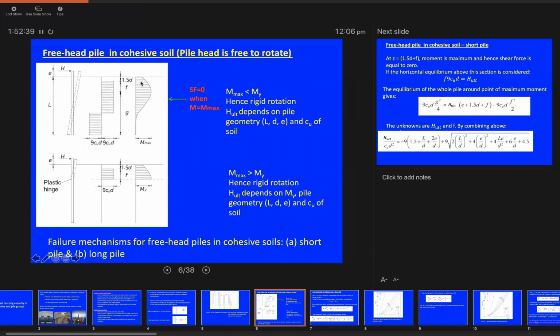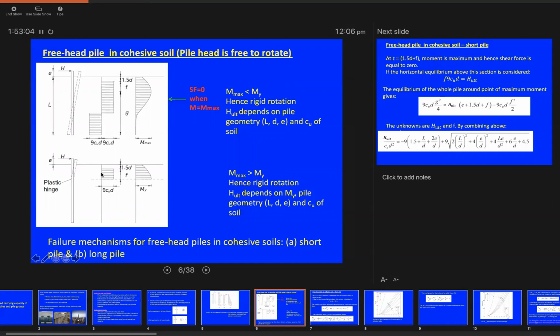And the value of the maximum bending moment here, we're gonna equate it to the maximum yield moment of the pile material, because in here we have M maximum more than My, so we're gonna equate these two values with each other. So the value of My will be given as M maximum, so that will be known, not as with the short pile failure scenario.